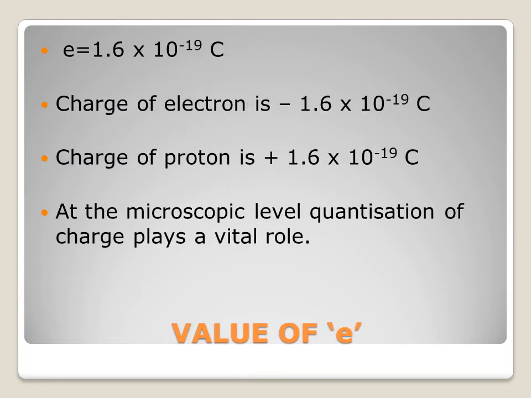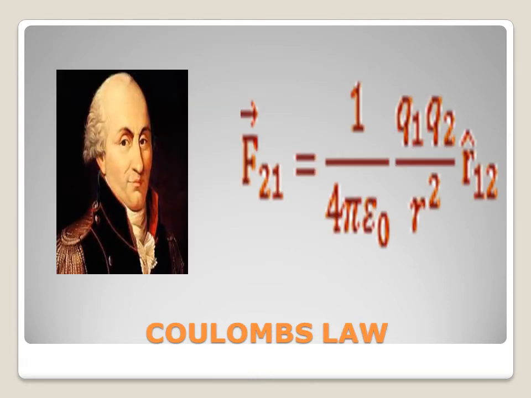In the next slide, we will see the value of the charge. e is equal to 1.6 times 10 to the power of minus 19 coulombs. The charge of an electron is minus 1.6 times 10 to the power of minus 19 coulomb, and the charge of a proton is plus 1.6 times 10 to the power of minus 19 coulomb. At the microscopic level, quantization of charge plays a vital role.